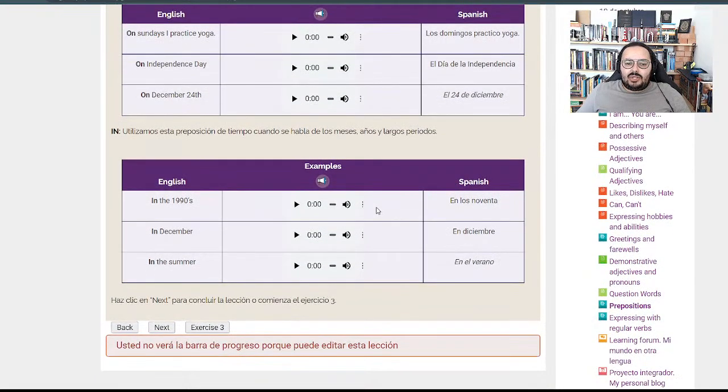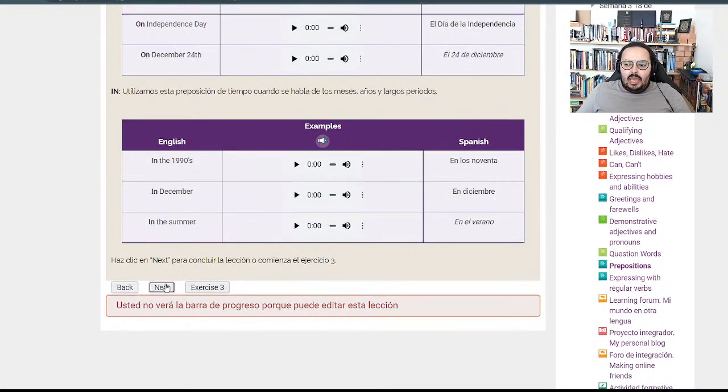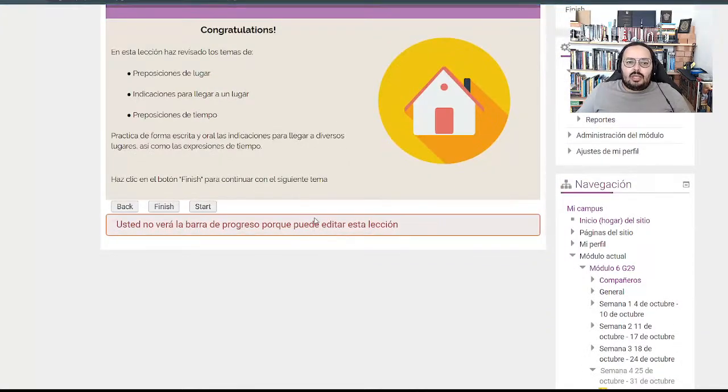And we use in to talk about time in general, like for the months, years, and long periods of time. In the 1990s, in December, in the summer. And when we finish this, we will learn the prepositions of place, how to get from one place to another, and the prepositions of time, which are in, on, and at.